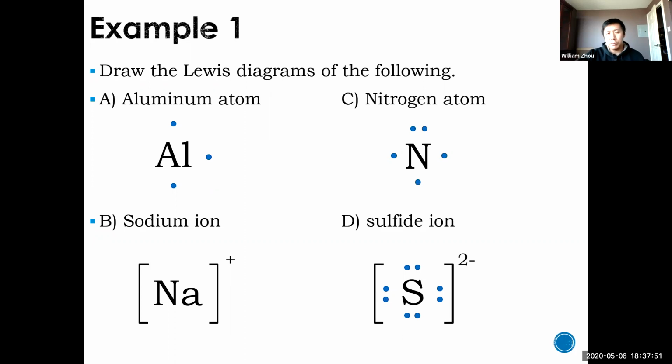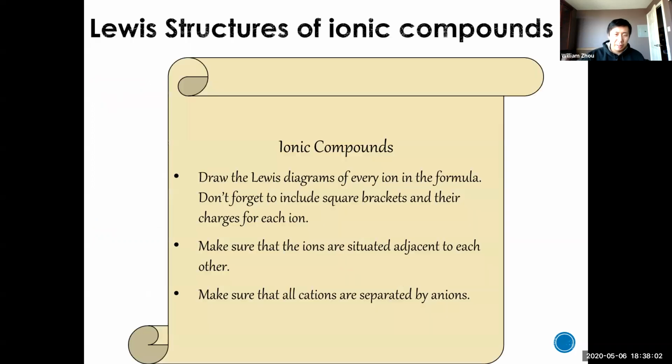All right, so that's how you would draw individual atoms and individual ions. Okay, so does that make sense for everybody? All right, good. So knowing this, we can finally do compounds. So you can have ionic compounds and molecular compounds. We're going to study ionic compounds first. Those are easier to draw than molecular compounds.